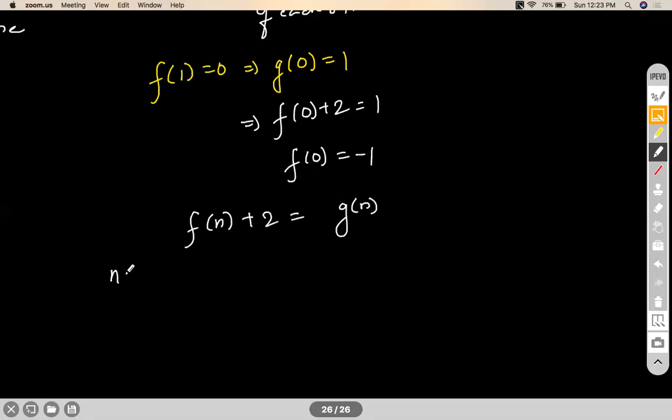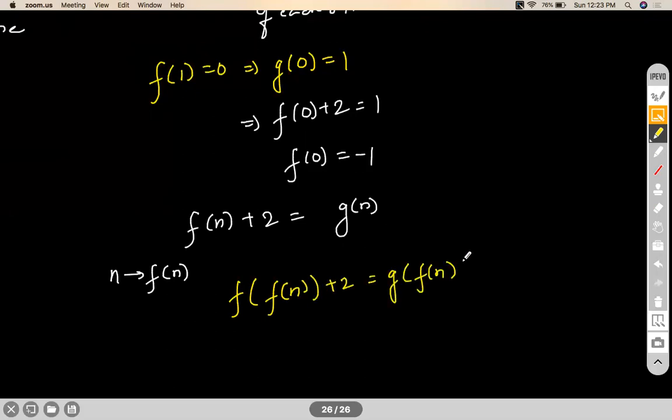Let us replace n with f of n. Let us replace f with f of n. So this will become f of n plus 2 is equal to g of f of n. And g of f of n is known to be n. Correct? Yes or no? That means f of n plus 2 is equal to n.